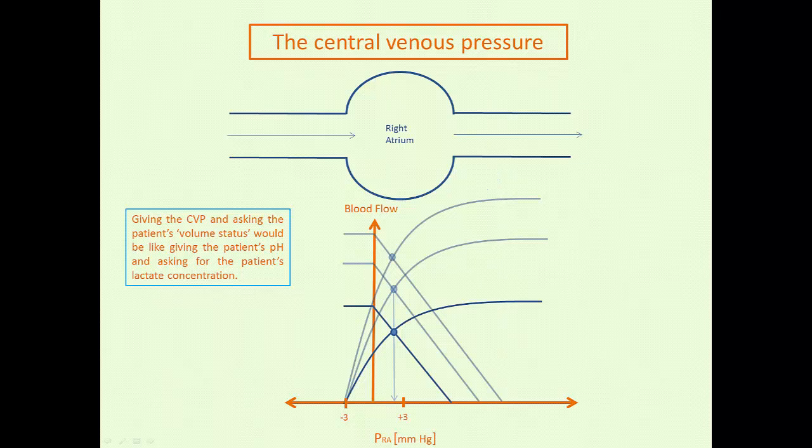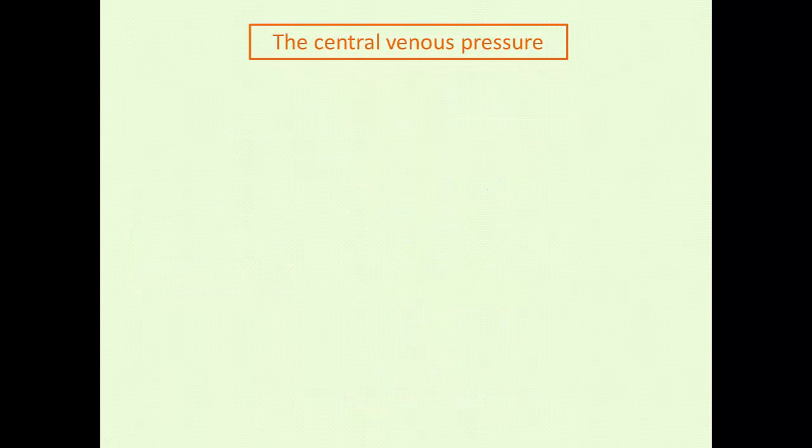And Sheldon Magder uses the analogy that you have to think of the CVP as like your pH. Your pH varies as a function of multiple physiological determinants, much like the CVP does. So asking what the patient's volume status is from their CVP would be like giving you the patient's pH and asking you for their lactate concentration. It doesn't make sense. Lactate certainly plays a role in a patient's pH, as volume status plays a role in the patient's central venous pressure, but there's multiple mechanisms at play here.